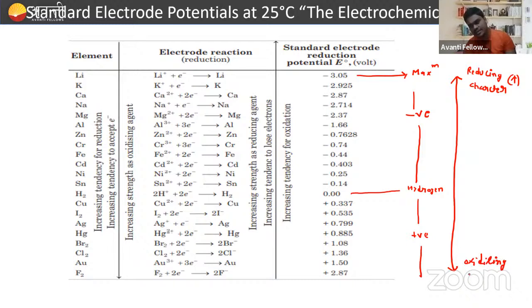Oxidizing nature. Done. Then oxidizing nature will be increased. So moving upward, reducing character increases. Moving downward, oxidizing nature increases.